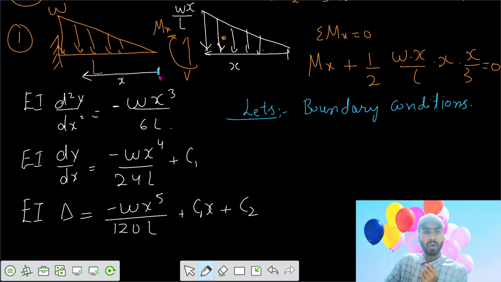At x equals 0 there is no boundary condition. We can't say what the slope or deflection is there. But if we go to x equals L, at this point there is a fixed support, and we know that the deflection and slope here are 0. We can say at x equals L, the deflection is 0 and theta is also 0.